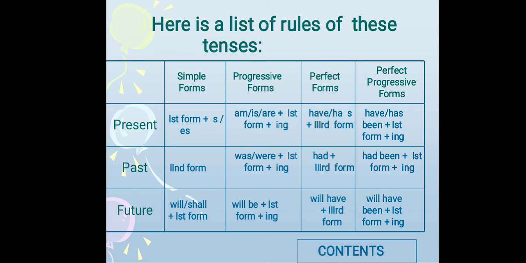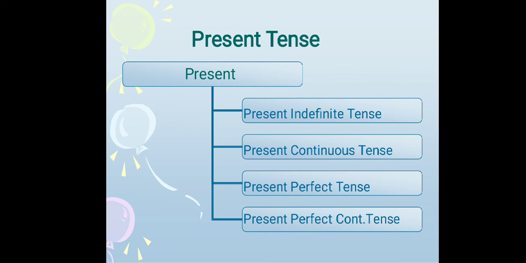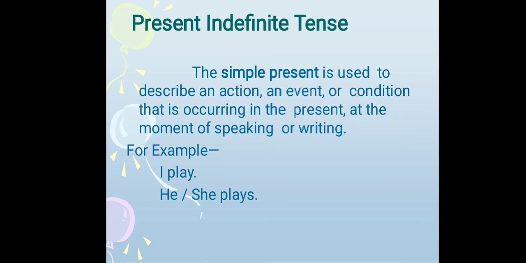Okay, then talking in detail about the present tense, as I told, it's again present indefinite tense, present continuous tense, present perfect tense, present perfect continuous tense. What is a present indefinite tense? The simple present is used to describe an action, an event, or condition that is occurring in the present at the moment of speaking or writing. For example, I play, or she plays, or he plays.